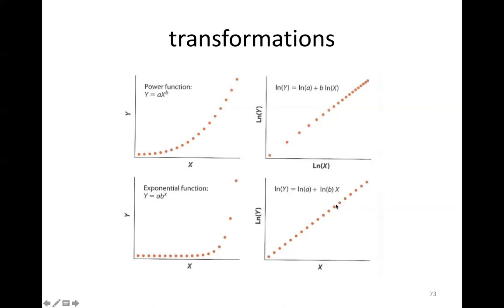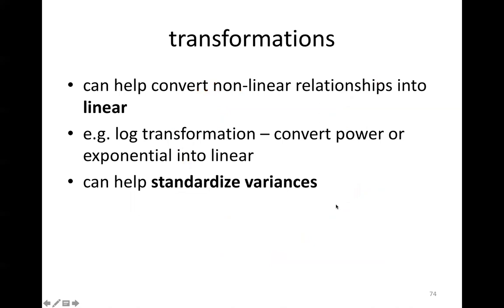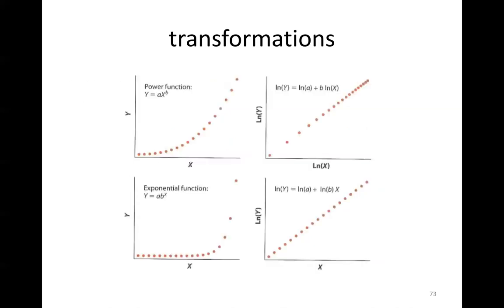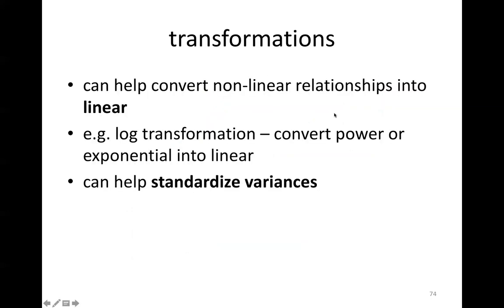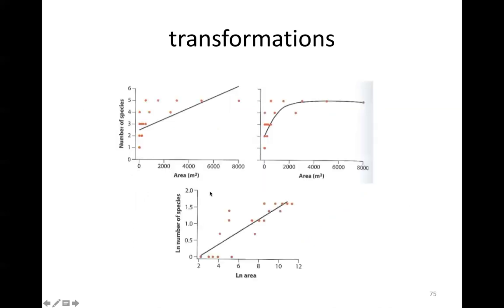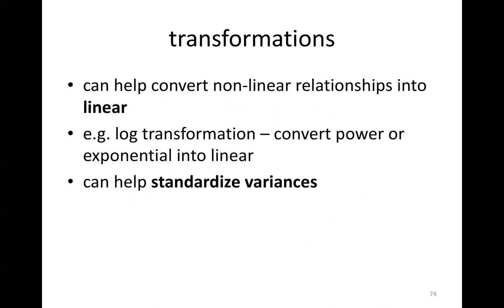Okay, so such transformations can help convert nonlinear relationships into linear relationships, and they can also help standardize variances. We had briefly learned about how, when you log transform data, if there's a relationship between mean and variance, this relationship can be accounted for and can disappear.